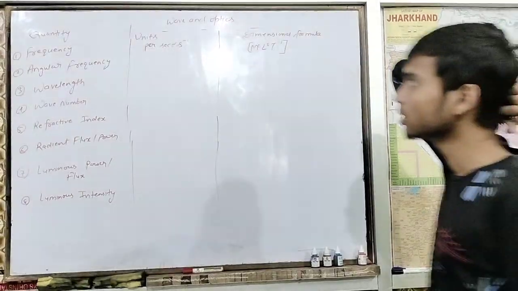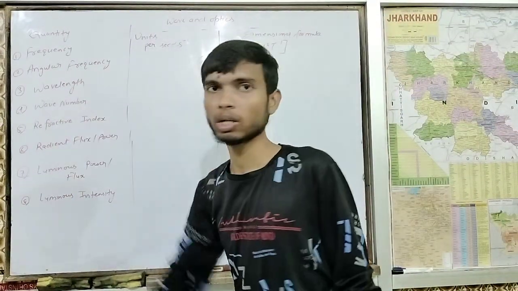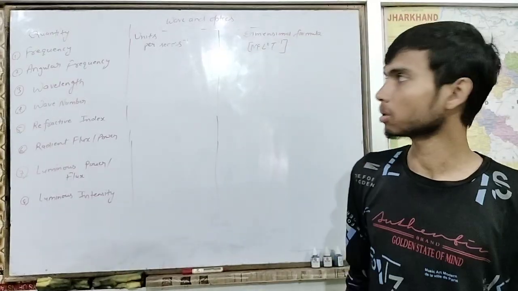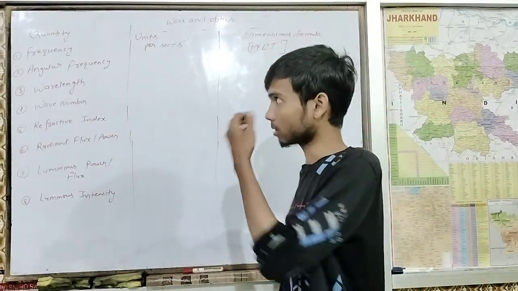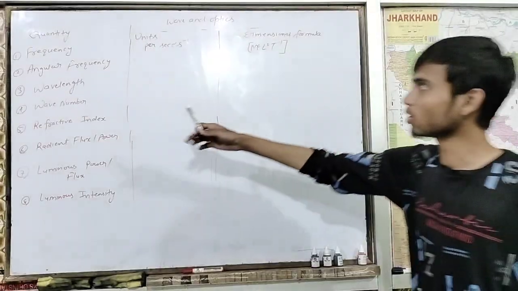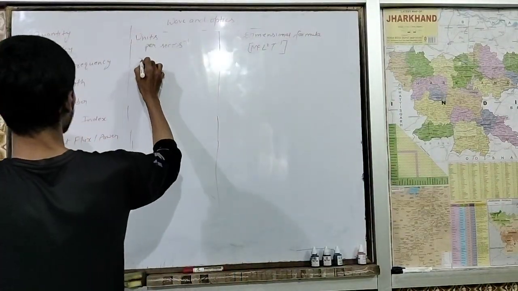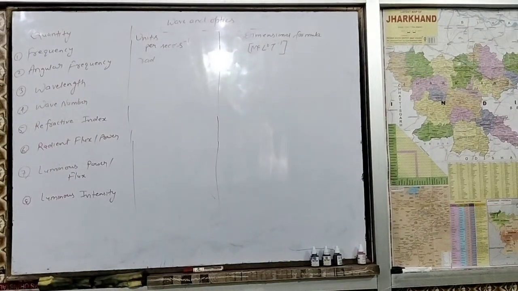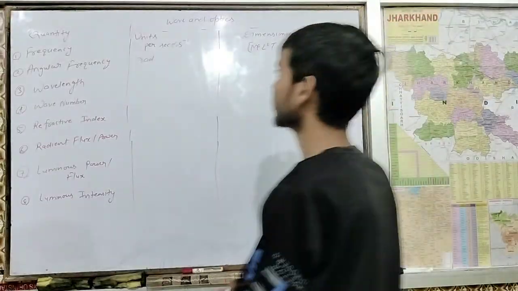Now next we have angular frequency. Remember, when supplementary quantities are coming, just ignore that. Okay, ignore that. But don't ignore frequency. So for angular it would be radian, and for frequency you know it is per second. Yeah, radian per second.